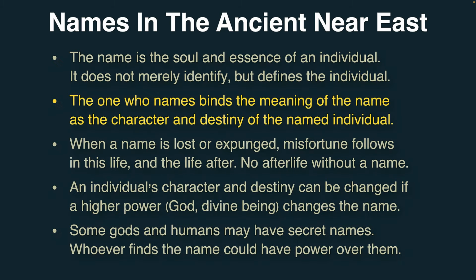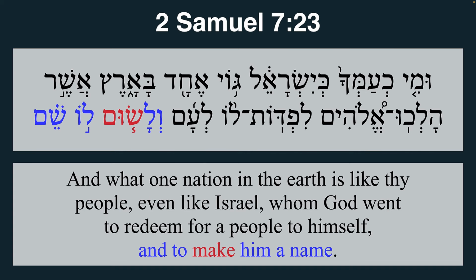Okay. Second point then is that the one who names binds the meaning of the name as the character and destiny of the person who is named. Right? So essentially, the person who is named receives his destiny and character from the person who named him. So let's see examples. Before we talk about the examples, I think there's an important verse here in 2 Samuel 7, where we are talking about God.